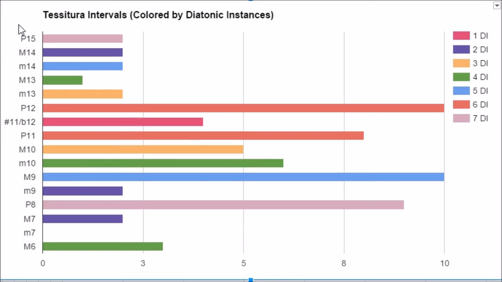The most popular tessituras are the ones with the most common diatonic instances. And as is natural to the limitations of the human voice, the winners are also mostly to be found in the middle of our chart range. And yeah, real quick, here's what I mean by diatonic instances.